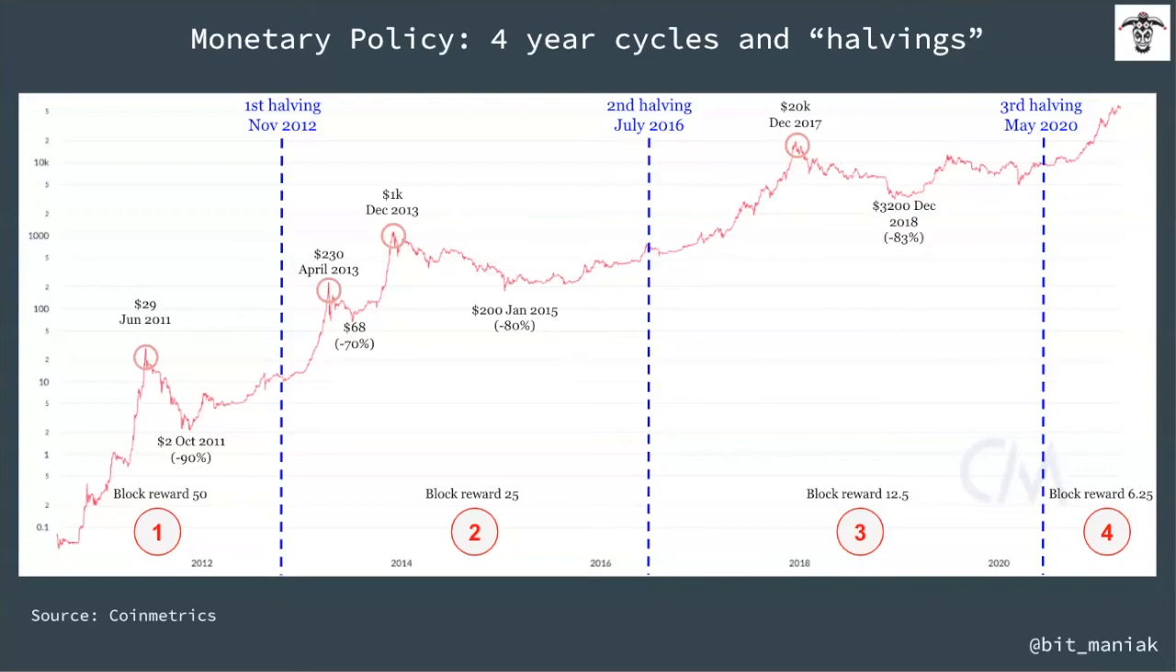Massive growth. Some of you might remember those 2017 bull market days. It was absolute madness. Everyone was talking about Bitcoin. It was proper euphoria. But again, boom and bust.